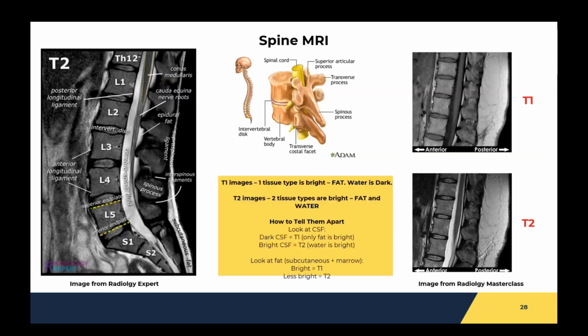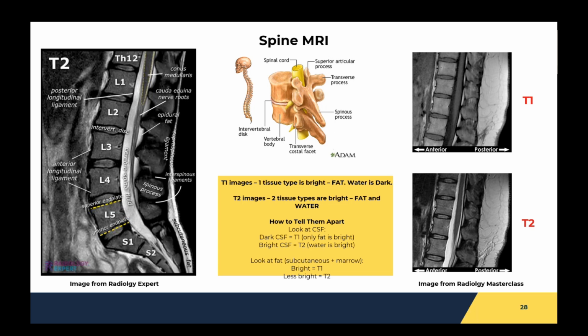So next, I want to talk about spinal MRIs. X-rays are good for looking at structural changes, and they're particularly useful when it comes to looking at fractures. But MRI is useful for looking at soft tissue. There's two main sequences associated with MRIs, and that's T1 and T2. And the difference between T1 and T2 is what appears bright.